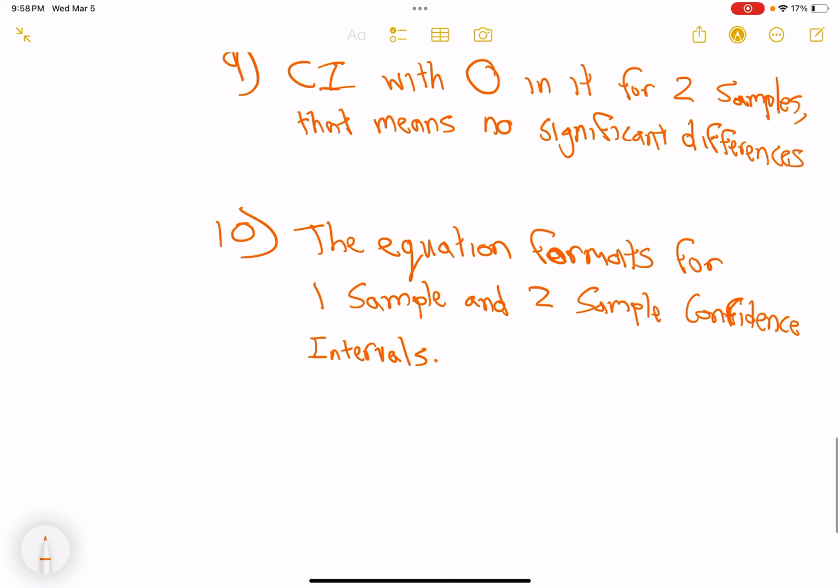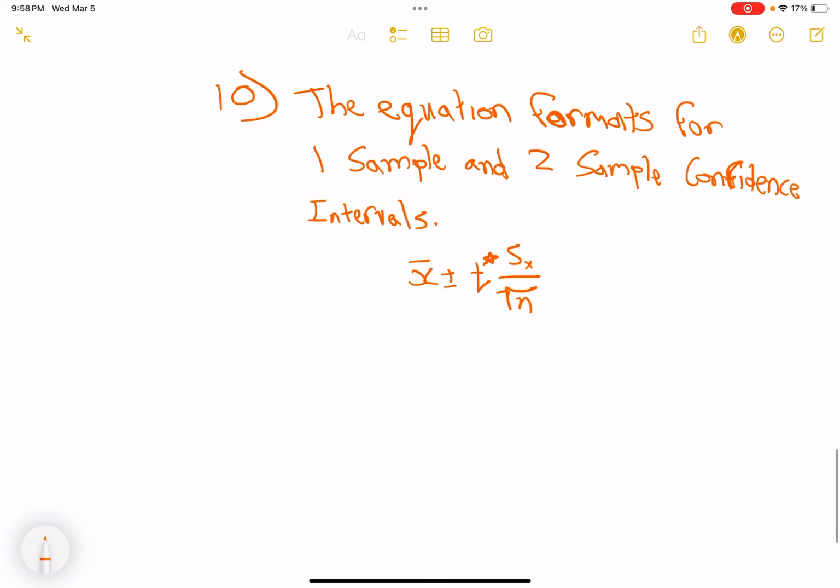So the one sample one, just as a reminder, and I'll do it for means, is x-bar plus or minus your critical value, which will likely be t, if we only have the standard deviation for one particular sample, times the standard deviation of the sample over the square root of n. Or for one sample, p hat plus or minus the z critical value times the square root of p hat times 1 minus p hat over n. Right? So just remember those formats, and then remember the same ones for two sample confidence intervals.